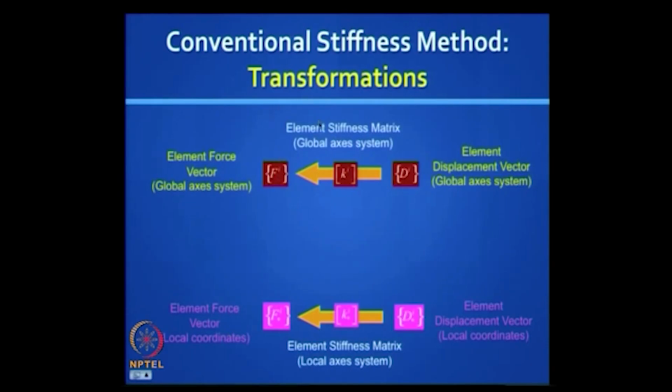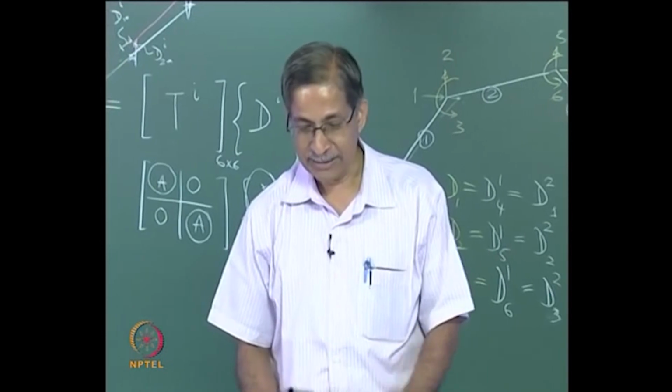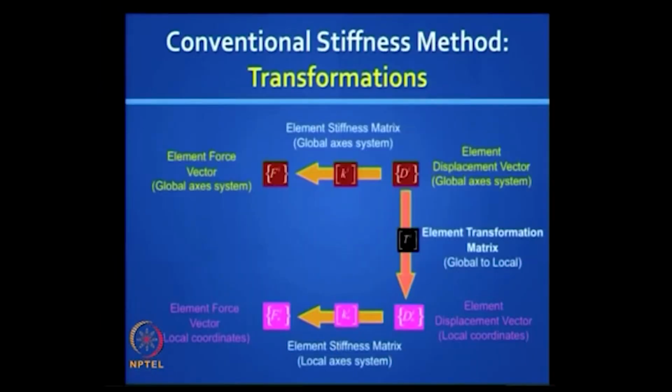This is the element stiffness matrix in the global axis system, this is the element stiffness in the local axis system. Is it clear? Then what is the other relationship I have? I have this relationship from the global axis system using my element transformation matrix, I get the element displacement vector. Now I have got this nice playground with 4 corners, so let us say I have this vector, can I straight away go to this vector? How?